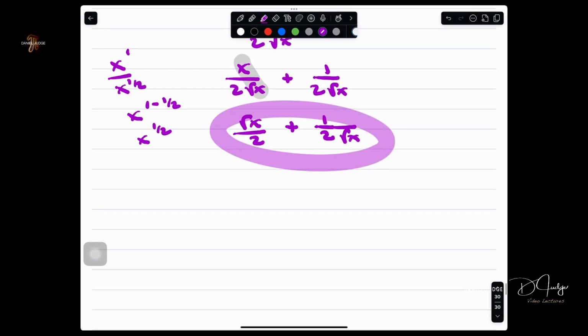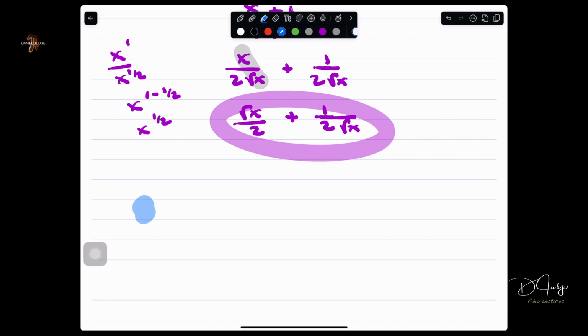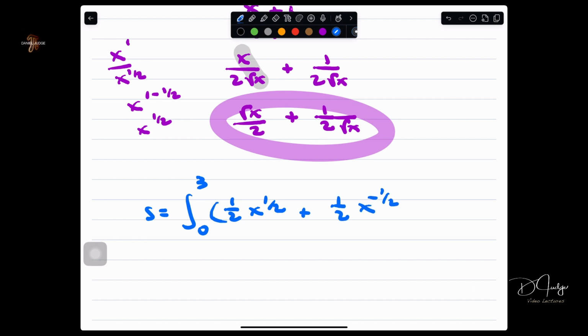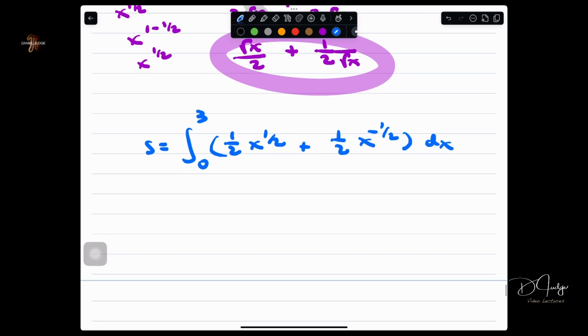So let's get some more pages here. And we now integrate from 0 to 3. So the arc length is the integral from 0 to 3 of 1/2 x to the 1/2 plus 1/2 x to the minus 1/2. All right, I think we could just integrate with this here. Okay. So what does that mean?